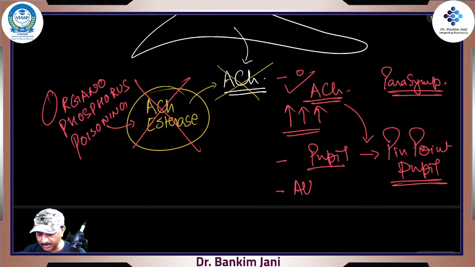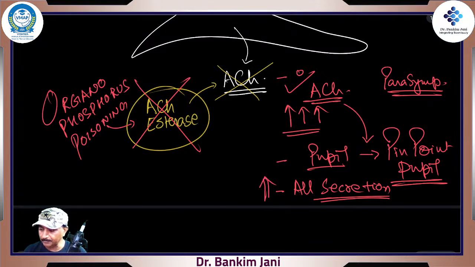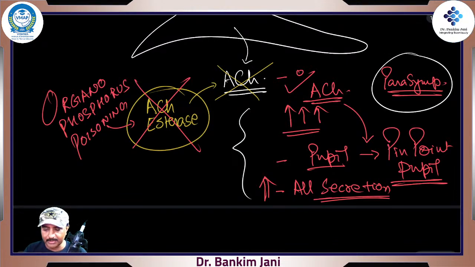So all secretions would increase. There are so many other things, but if you remember this much, it is crystal clear. Because of the parasympathetic system, acetylcholine is constantly working, because there is no one to stop it. Acetylcholine esterase was there to control, but because the poison has affected acetylcholine esterase, it is leading to hyperactivity of acetylcholine. This is one.